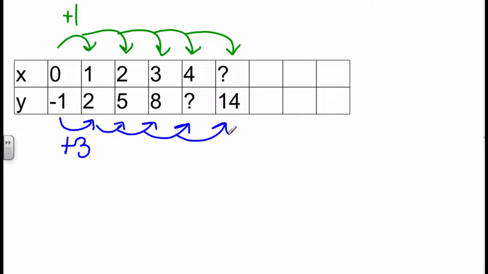For X, it's 5. Yes, that is correct. So for right here, it's 5. And what about for this one? What's it going to be, Mackenzie? 11.